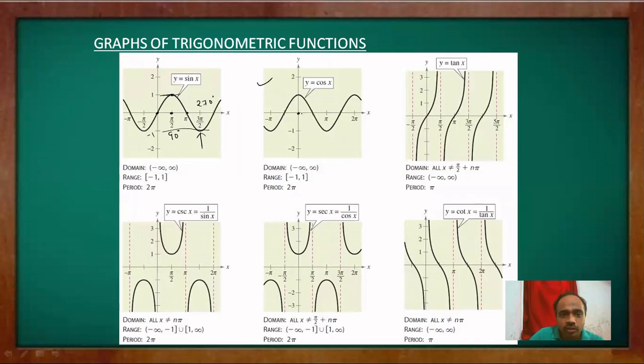Cos 0 is 1. Cos pi, that is cos 180, is -1. Correct? Look here, cos 90 degree. Between 0 and pi, 90 degree is pi by 2. So what is cos pi by 2?